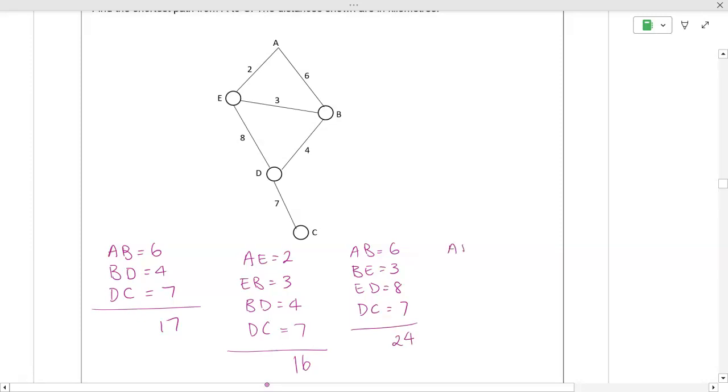So we can go A to B, which is 6. Oh, sorry, I mixed that up. We want to go A to E, which is 2. E to D, which is 8. And then D to C, which is 7. And that gives me 17 as well. So we just need to check all of them, okay?